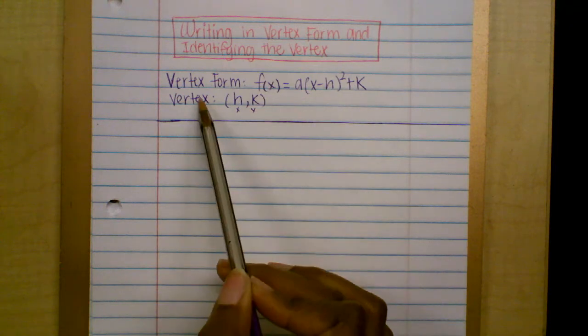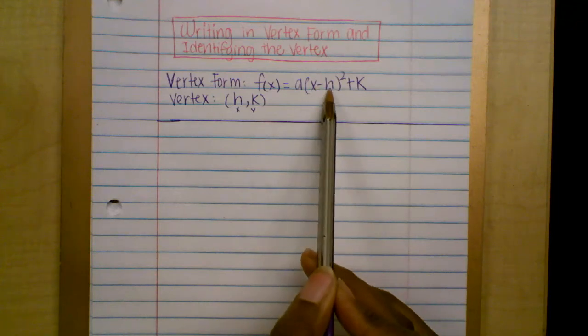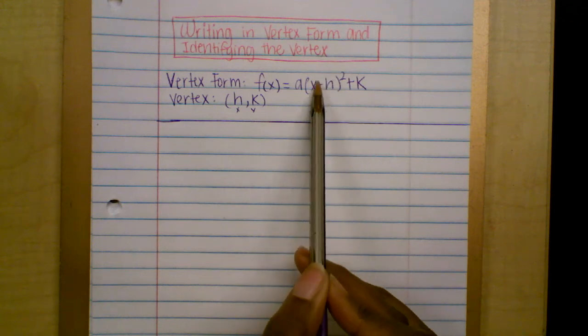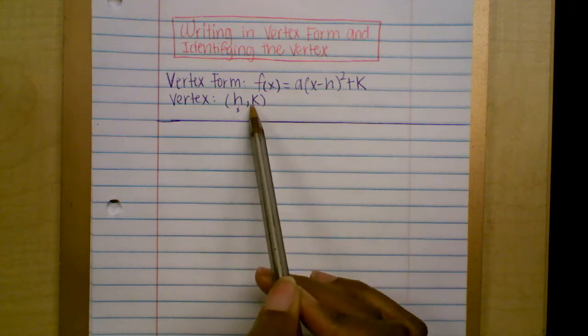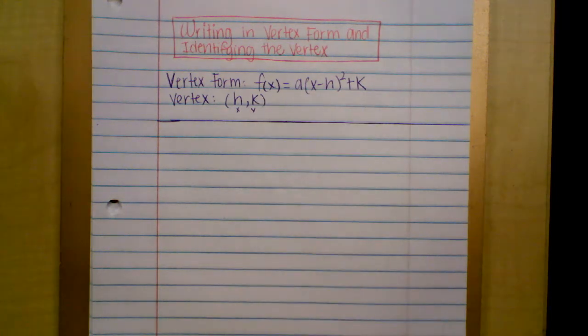Okay, and the coordinate of the vertex is always going to be the opposite of whatever number is inside the square. So here you have negative h. So the opposite of negative h is positive h, comma, and the k corresponds to the y value. Okay, so let's then do some problems.